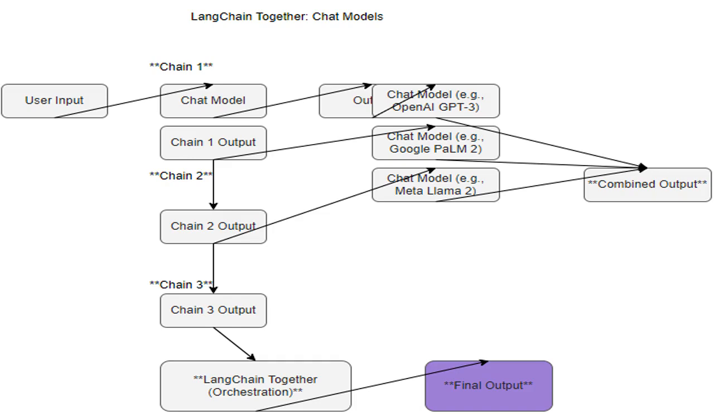User input is processed sequentially through the chains of chat models, with each chain's output being fed to the next chain. The outputs from all the chat models are then combined, processed by LangChain Together, and presented as the final output. The system follows a sequential control flow, starting with user input and progressing through each chain of chat models. LangChain Together coordinates the execution of the chains and the chat models, ultimately producing the final output.